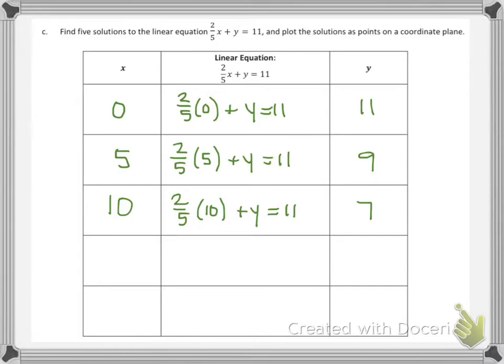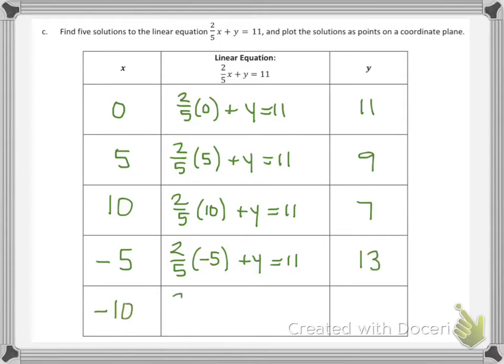I can certainly do it with a 1 or a 2, but I'm going to make things a lot tougher on myself. How about some negatives to make sure? How about a negative 5? 2/5 times negative 5 plus y equals 11. Well, that's negative 10/5. Negative 10 divided by 5 is negative 2. I would have to add 2 to both sides, so my y would be 13.